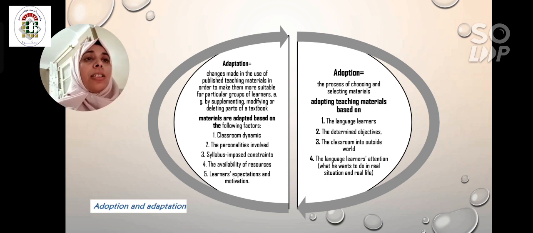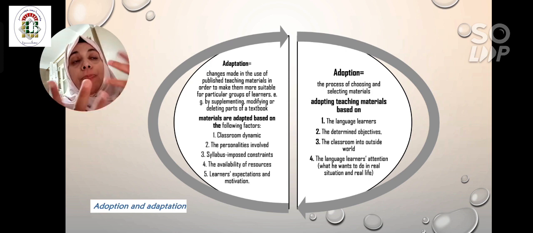The language learner's attention also is very important. What he wants to do in real situation, in real life. So also here, when he is aware of what he aims to or what he expects to arrive at. So when I select, I should take into account these 4 main points: the language learner's needs, the objectives, the classroom environments, and the learner's expectations or attention.